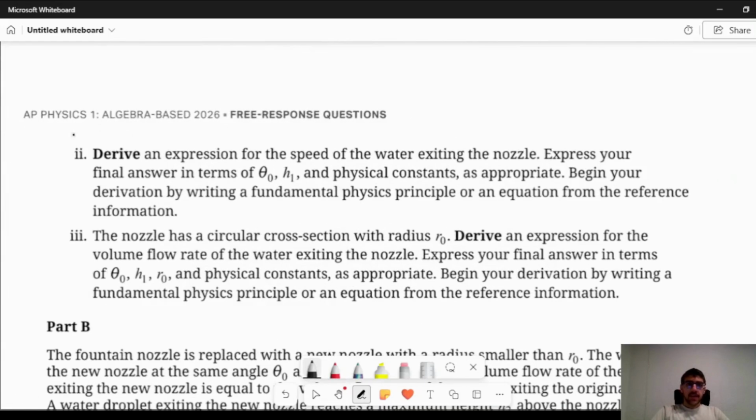So the next part, A2, tells you to derive an expression for the speed of the water exiting the nozzle. Express your final answer in terms of theta and h1 and physical constants. So our physical constants are most likely going to be g or something, if needed, as appropriate. Begin your derivation by writing a fundamental physics principle or an equation from the reference information.